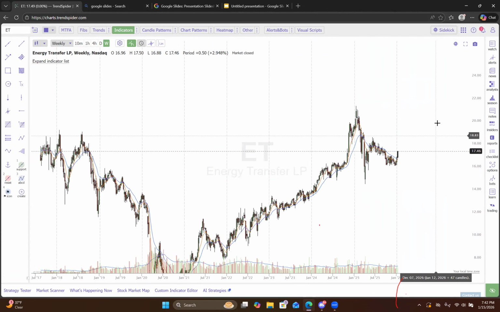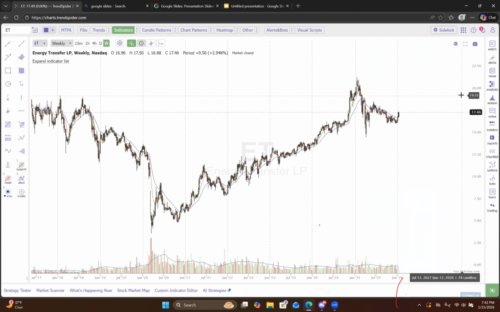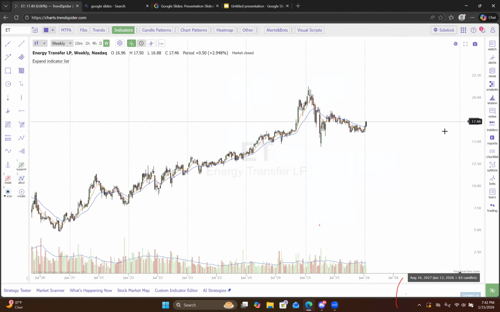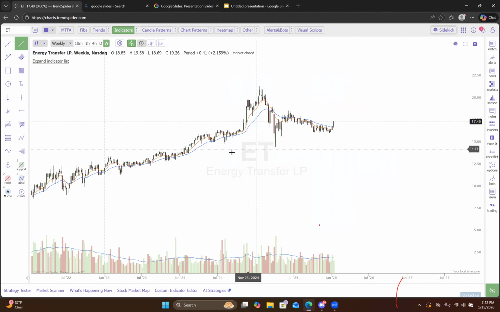ET, though, is looking pretty solid to me. I'm not gonna lie, it looks so good. Definitely buyers are in control, uptrend. We've had a couple liquidity grabs to the bottom side, but it looks pretty solid. That looks like a nice break there.